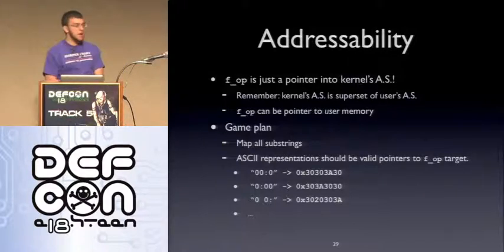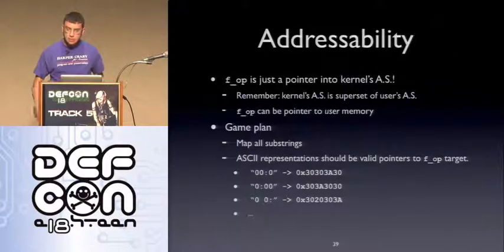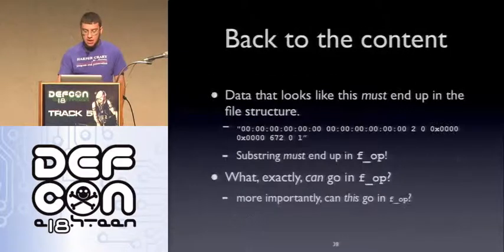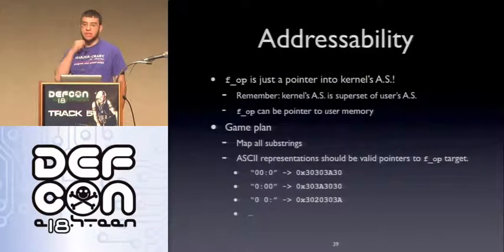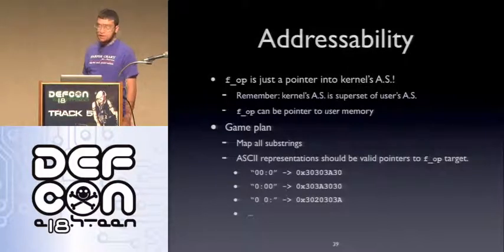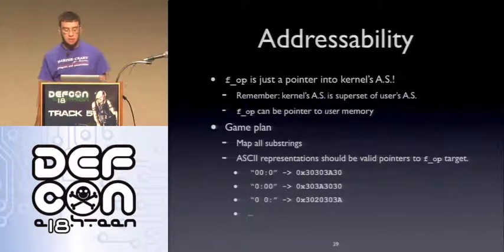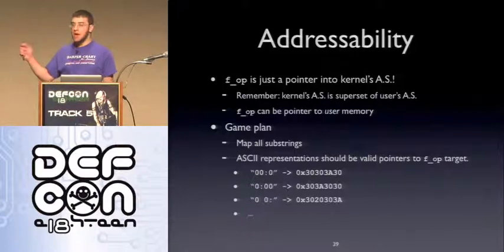So let's come up with a little bit of a game plan here to get this pointing to something reasonable in user memory. We're going to take this string that we saw a moment ago, and we're going to map all of the substrings of it to become something valid as an FOP target. So for each of these, the first substring is 00:0, and in ASCII that's going to be hex. We trim off the end and make sure that that address points to a valid FOP target. Then 0:00, right? And we're just going to keep walking through the string for every member there.